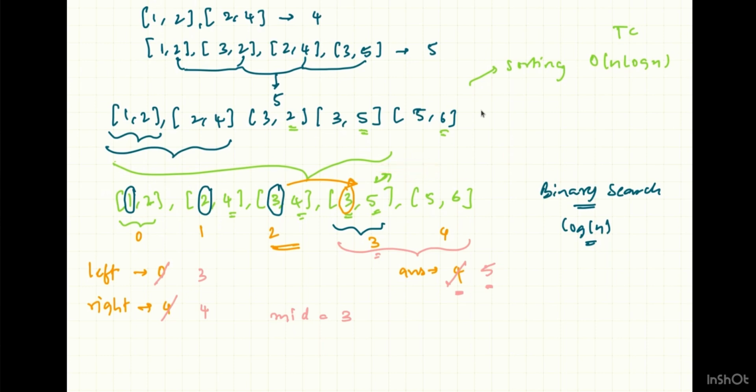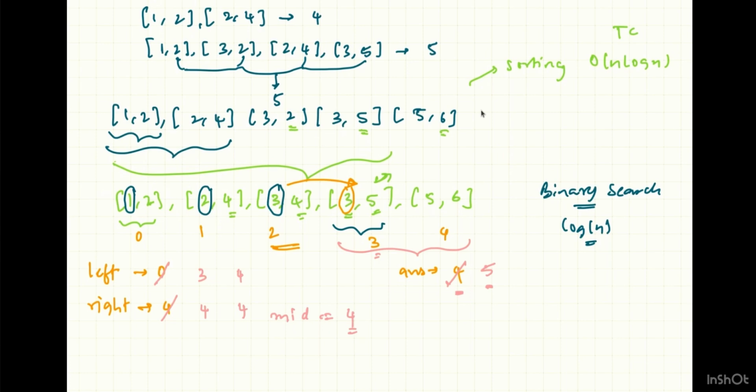So I would update my left pointer again to 3 plus 1, which is 4, and the right will remain the same, 4. What would be the mid in this case? Mid is 4 plus 4 divided by 2, which is again 4.